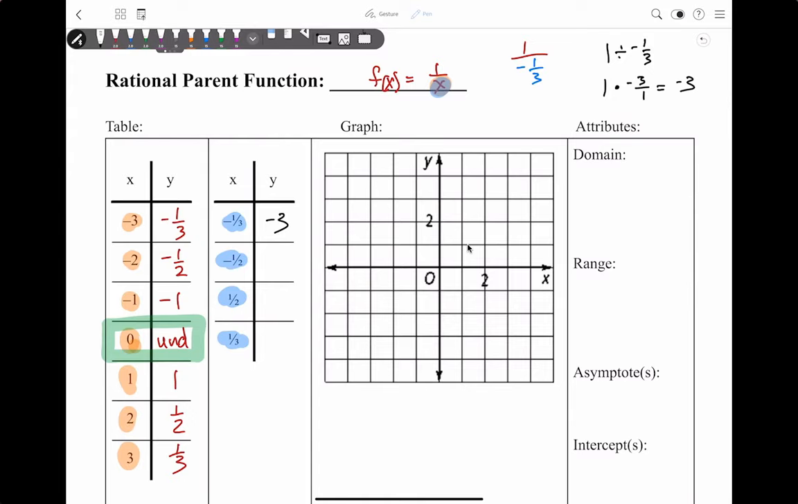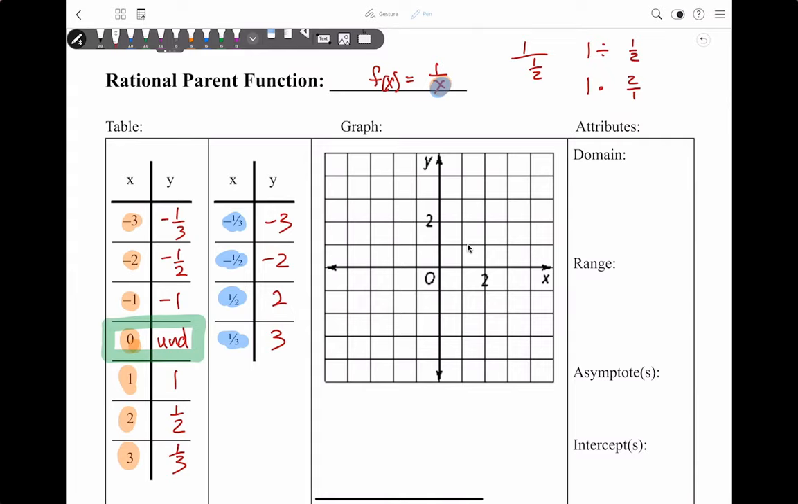Okay, let's try to do that again, but this time with negative 1/2. So if I have this negative 1/2 in the denominator, then that's the same as 1 divided by negative 1/2, which is the same as 1 times the reciprocal, which is going to give us a negative 2. Okay, so we have negative 3, we have negative 2, and then 1 divided by 1/2 is going to be the same, only it's not going to be negative, so it'll give you a positive 2, and the other one would give you a positive 3. Okay, so this is the table of a rational function.